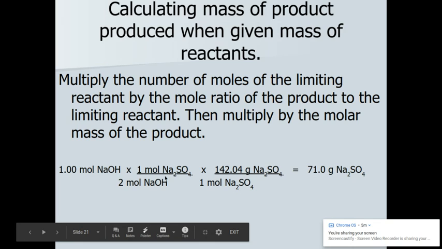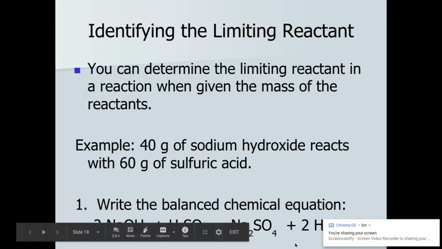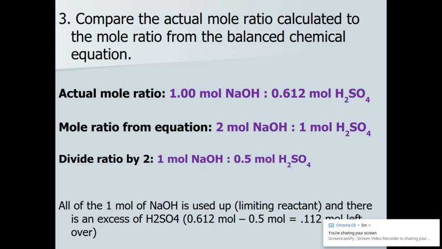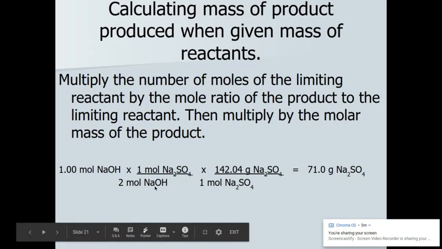Then we want to transfer that into moles of sodium sulfate. This is one of our products. We want to figure out how much product we're actually going to get. This is our mole ratio from our equation earlier on. Right here, it says for every 2 moles of sodium hydroxide, we're going to get 1 mole of sodium sulfate. So there's our ratio there.